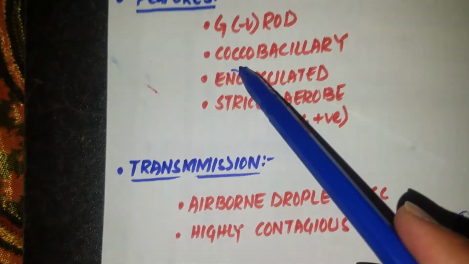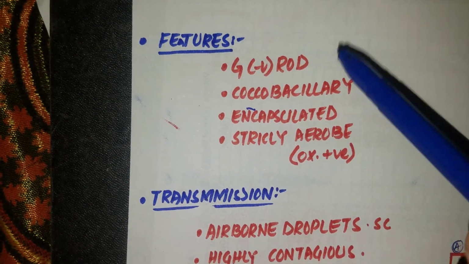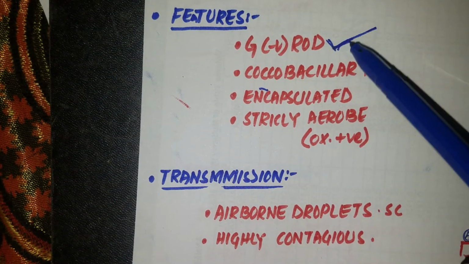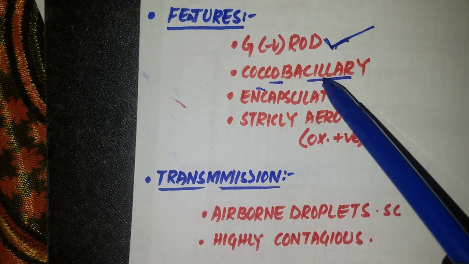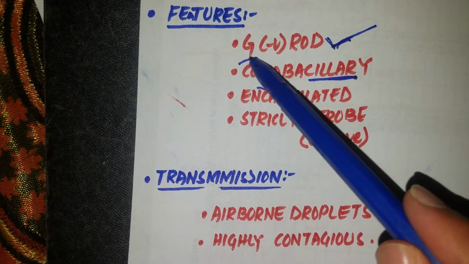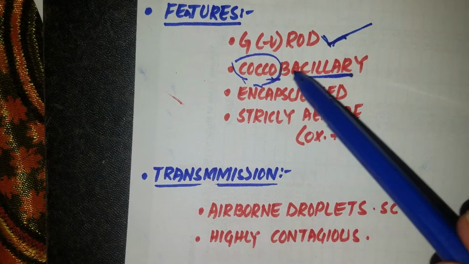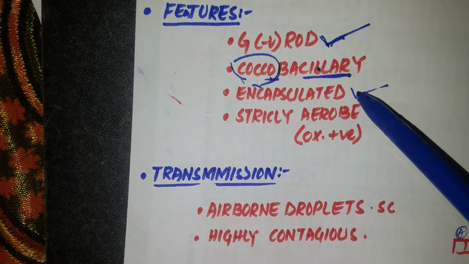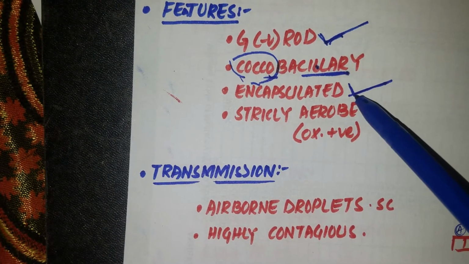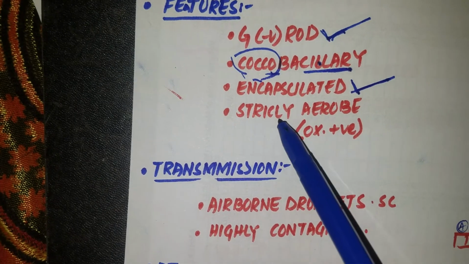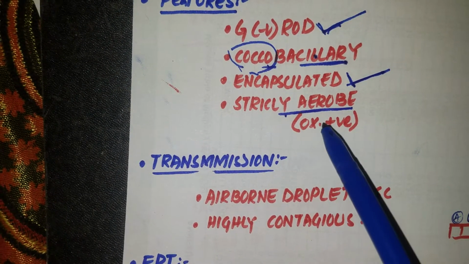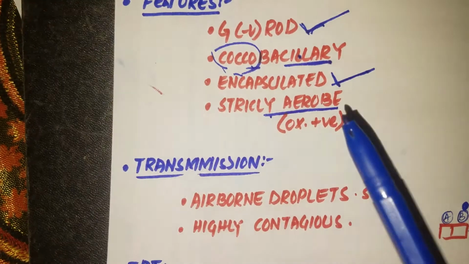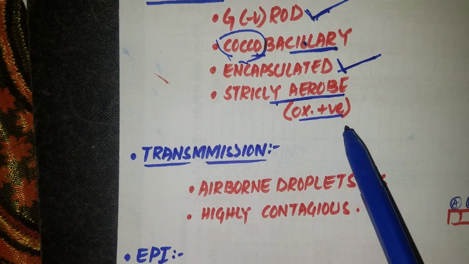Coming to the features of pertussis, they are gram-negative rods related to the respiratory tract. They are coccobacillary by shape, meaning their shape is somewhat between cocci and bacilli. They are encapsulated, but this point is not very important because their capsule is not a virulence factor. They are strictly aerobic, which means they are oxidase positive.